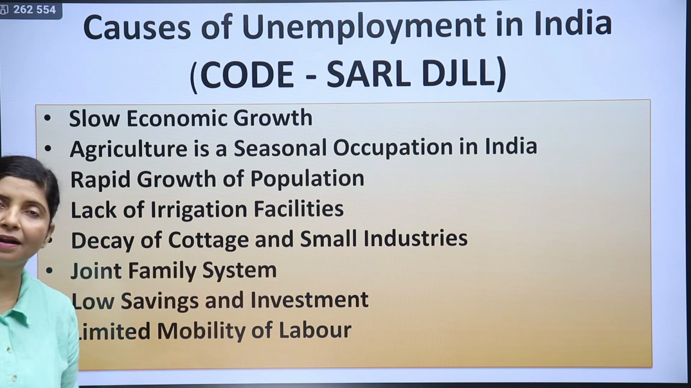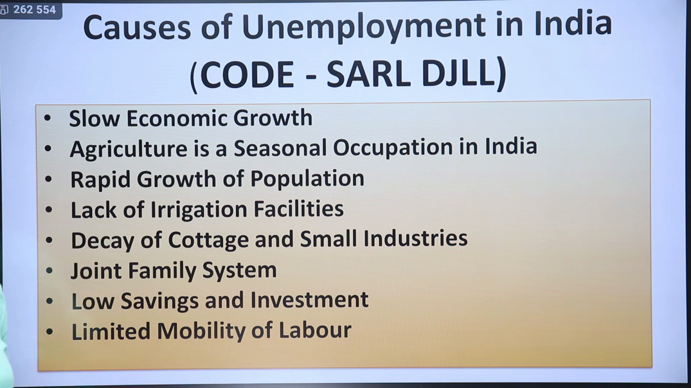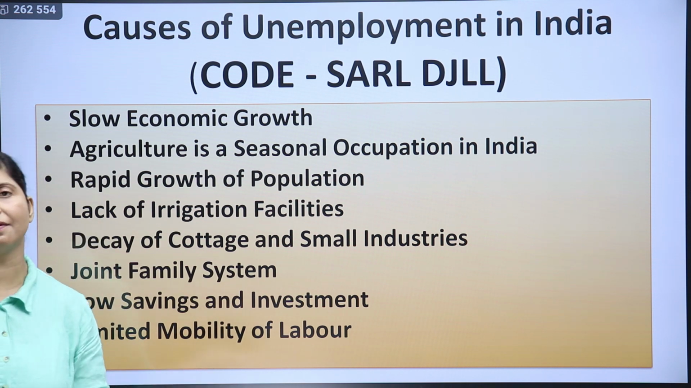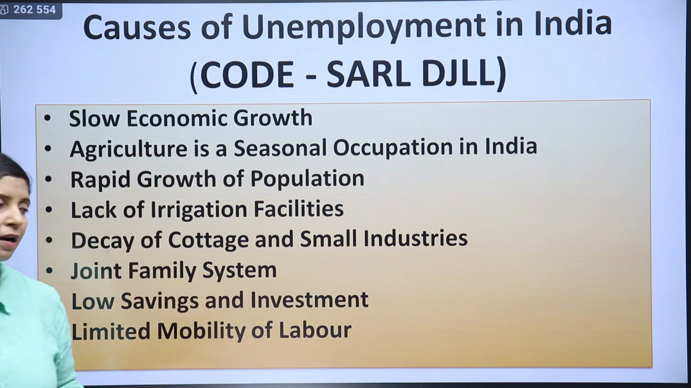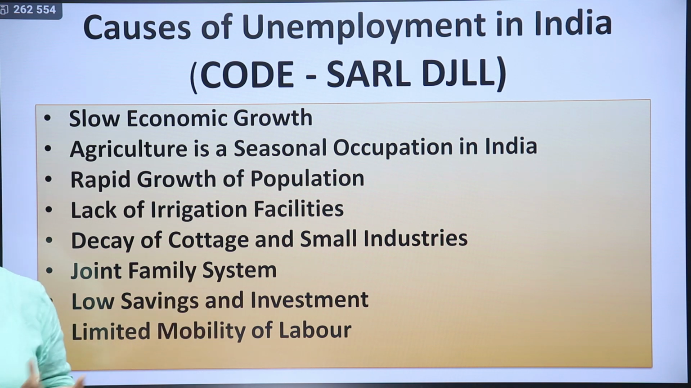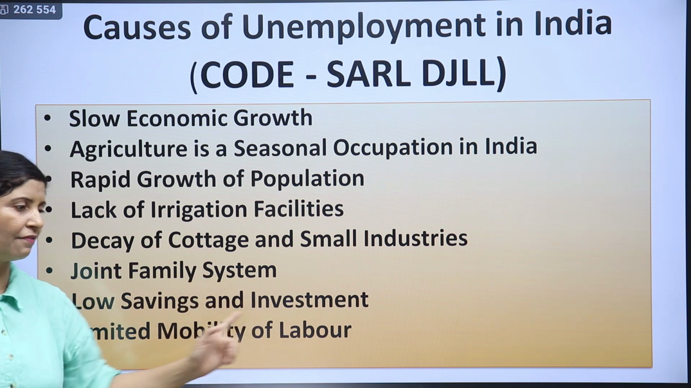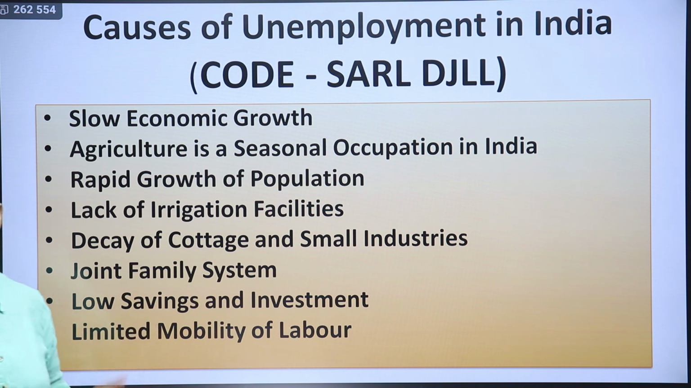Joint family system in India is also responsible for unemployment in India, because many people live without doing any work. They can be dependent on the main family member, the head of the family, and they can eat away, and for the whole of life they can be dependent on them, and that is the reason for unemployment in India. Low savings and investment. We Indians have the habit of saving, but we don't have that amount of income. Still we are lagging in generation of income, and that is the reason that we are lacking in savings and investment.